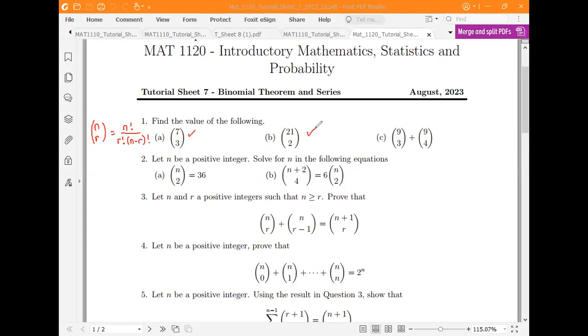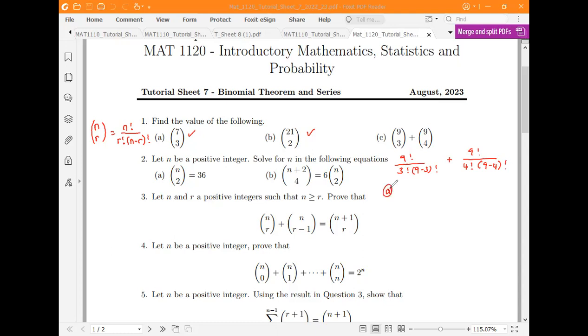And for C, I don't think we have done much identities in this course. So we'll just say let's do 9 factorial over 3 factorial, 9 minus 3 factorial, plus 9 factorial over 4 factorial, 9 minus 4 factorial. So you can put those two answers together. There are shortcuts, but maybe let's just go that way, so we avoid having to know so many things.